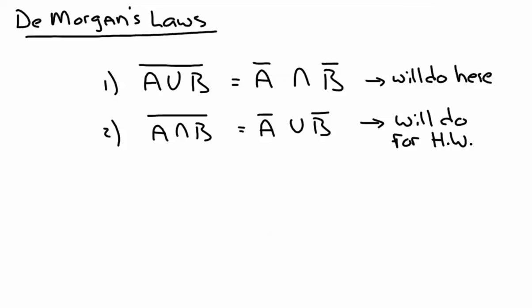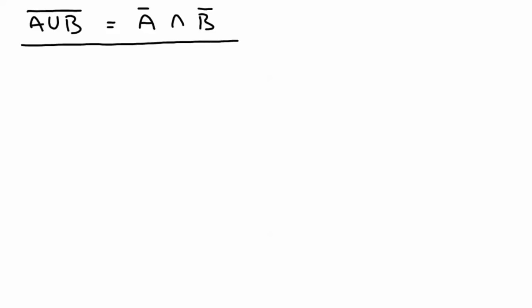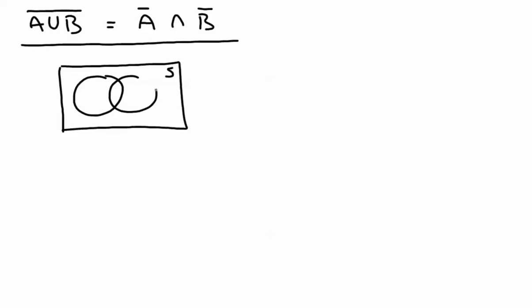I'm going to demonstrate the first of the two De Morgan's theorems by using Venn diagrams. So, here we go. Let me write down the first De Morgan's theorem to start with. I'm going to have A union B complement, and I'm going to demonstrate that that equals A complement intersect B complement. That's what we want to demonstrate. So let's demonstrate the left-hand side first. Let's let that rectangular box equal my universal set or sample space S, and let's let this be sets A and B.